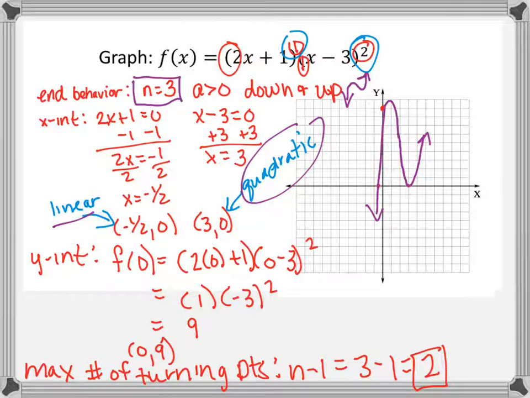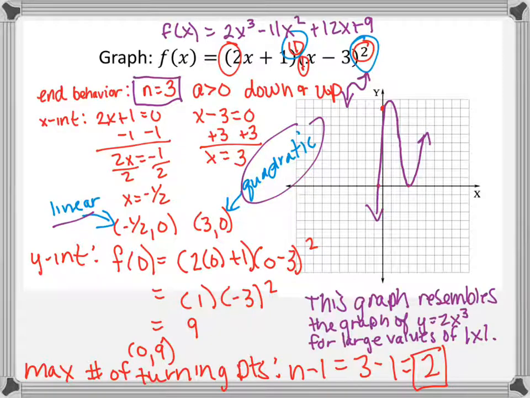Our end behavior was determined by looking at our degree and our leading coefficient. Our degree was 3, and if we were to multiply out our factors, we would get f of x equals 2x cubed minus 11x squared plus 12x plus 9. And this graph resembles the graph of y equals 2x cubed for large values of the absolute value of x. So what was important if we were to multiply out our factors is that first term, written in standard form, the one with the highest degree, 2x cubed.